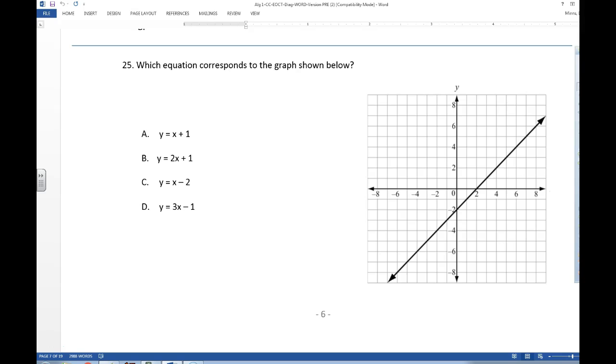Alright, let's look at number 25. We did 1 through 24 yesterday. We'll do most of 25 through 48 today. We may skip around a little bit.